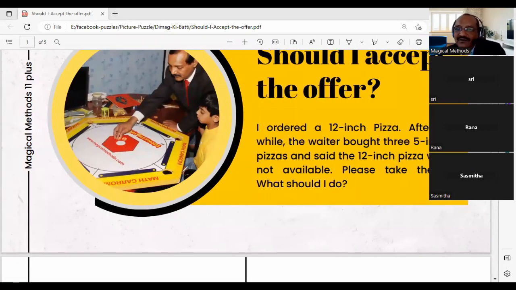I ordered a 12-inch pizza. After a while, the waiter brought three 5-inch pizzas and said the 12-inch pizza was not available. Okay, please take these. What should I do? This is the question. So I received a lot of responses. Almost all the responses told me that you should accept the offer.